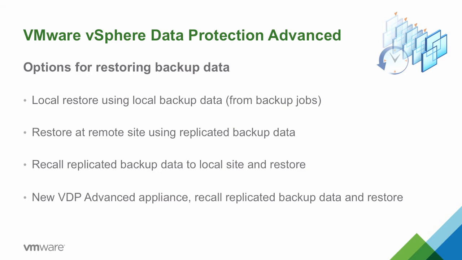These options include restoring a VM or application data from backup data stored locally, performing a restore at the remote site using replicated backup data, recalling replicated backup data from the remote site to the local site, and in circumstances where the original VDP Advanced appliance at the local site is no longer intact, a new VDP Advanced appliance can be deployed and used to recall replicated backup data from the remote site.